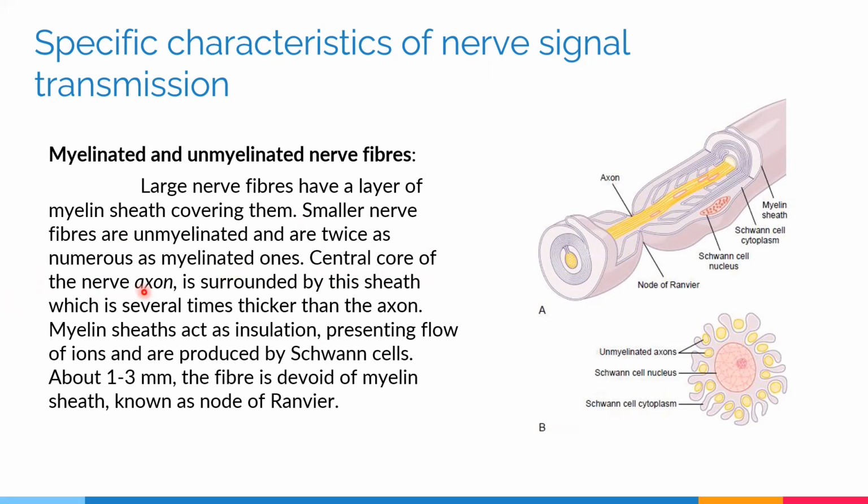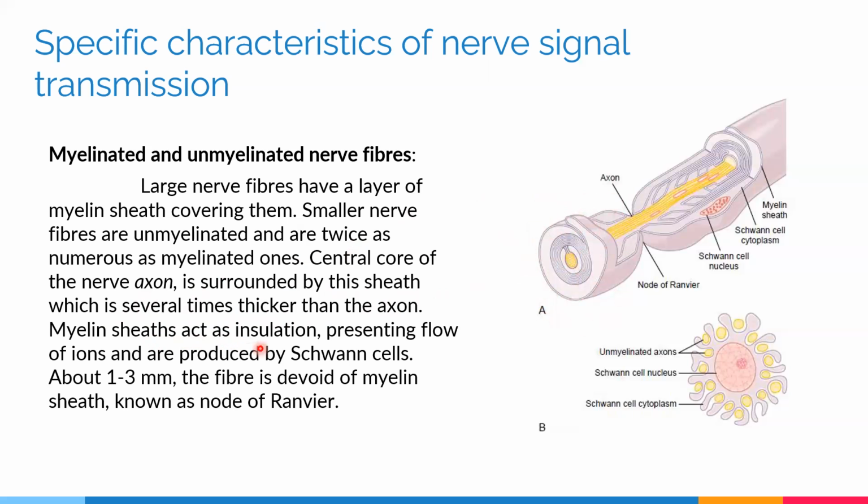The central core of the nerve axon is obviously the larger extension of the nerve fiber body, the neuron body, that helps in transmission or the sending of the signal from the neural body to the next neuron. The other two parts of the neuron include the dendrites, which receive this signal, as well as the cell body, which contains the nucleus of the nerve cell. The central core of the nerve axon is surrounded by this sheath, which is several times thicker than the axon itself. As you can see here, the axon is small as compared to the huge myelin sheath that is covering.